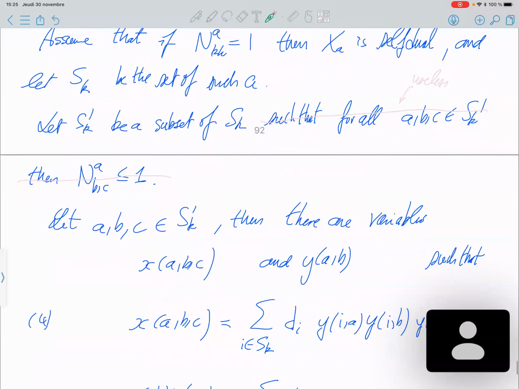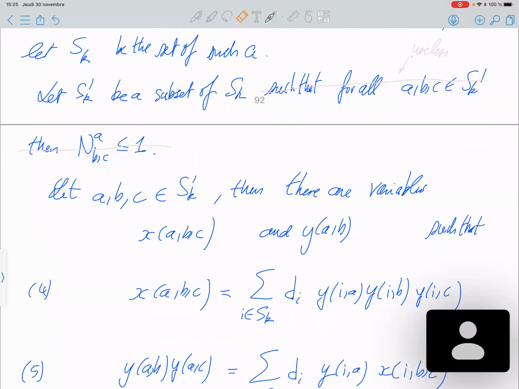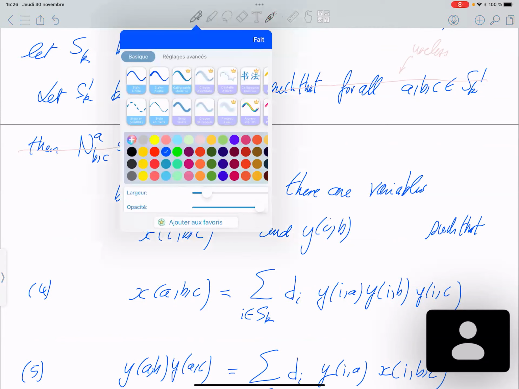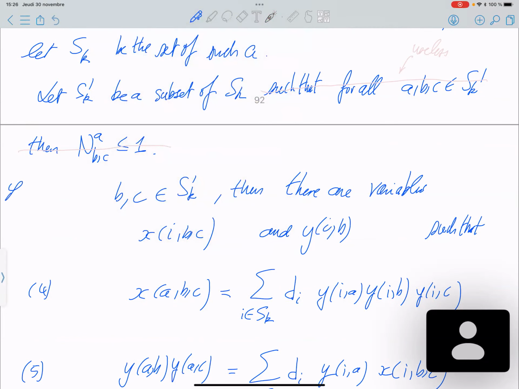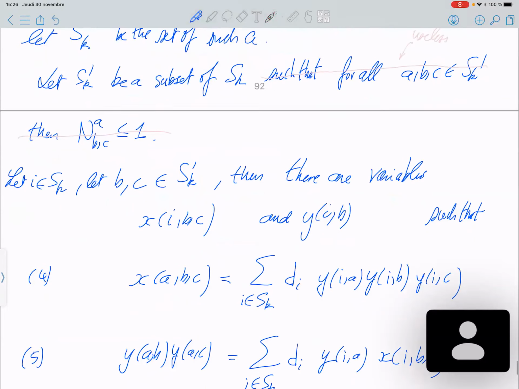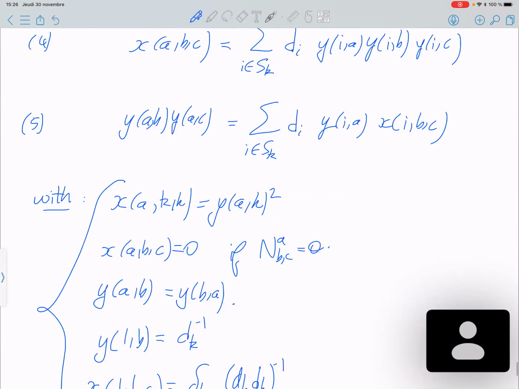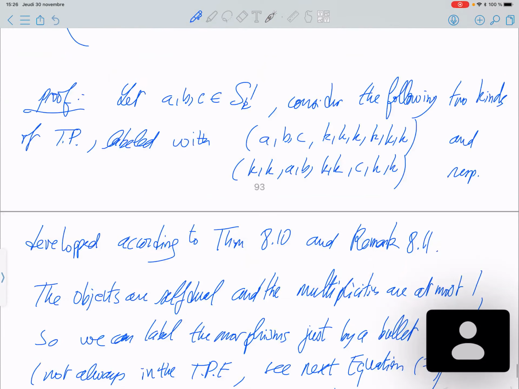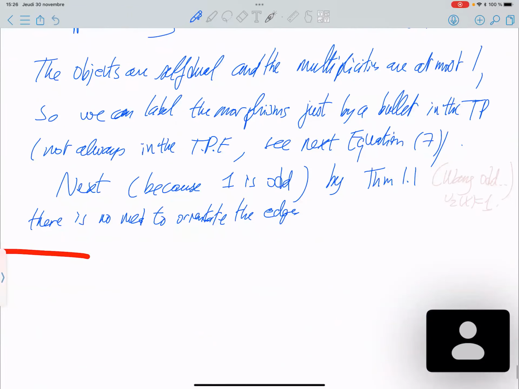Okay, and then here we need to consider I in SK, B, C in SK. And the rest is the same. And so now we will prove this.